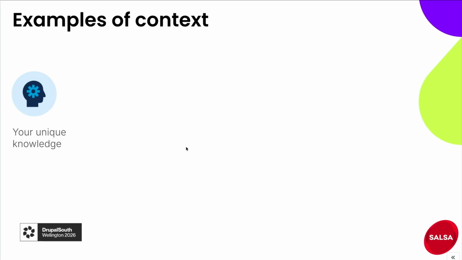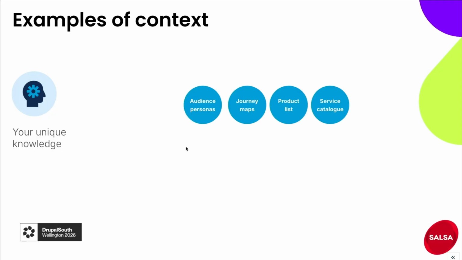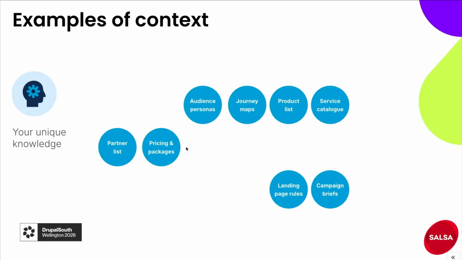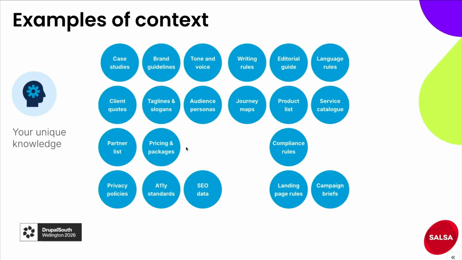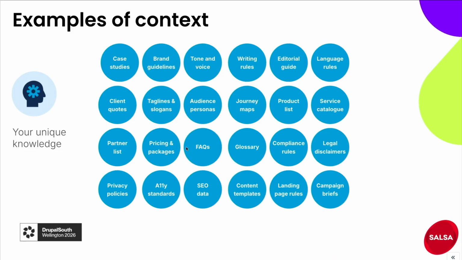As I said, the contexts are basically extracted from your unique knowledge base. So examples of context can be your audience personas. They can be pricing and packaging, or a partners list, or campaign briefs, or maybe brand standards, compliance rules, writing rules, editorial guide, language rules, taglines, etc.